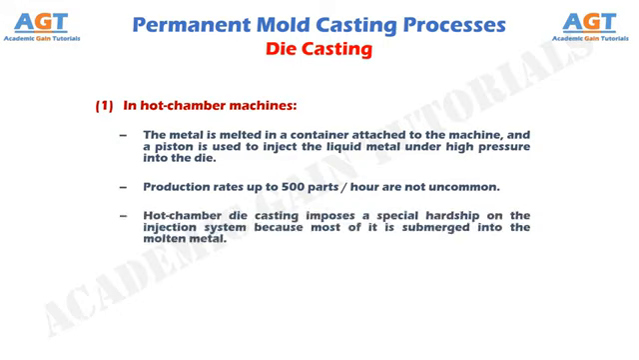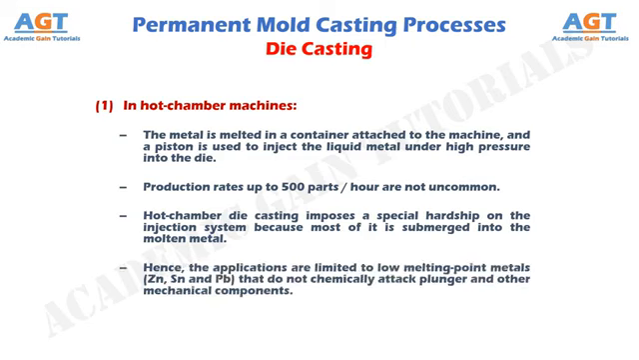Hot chamber die casting imposes a special hardship on the injection system because most of it is submerged into the molten metal. Hence, the applications are limited to low melting point metals, zinc, tin, and lead, that do not chemically attack plunger and other mechanical components.